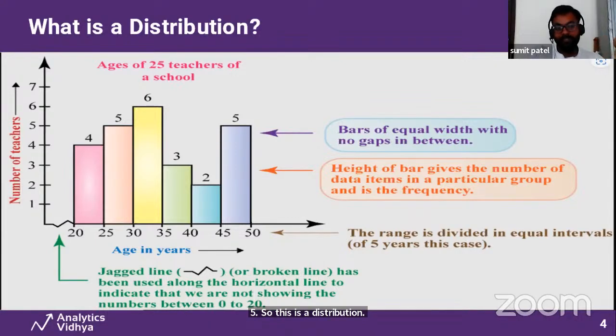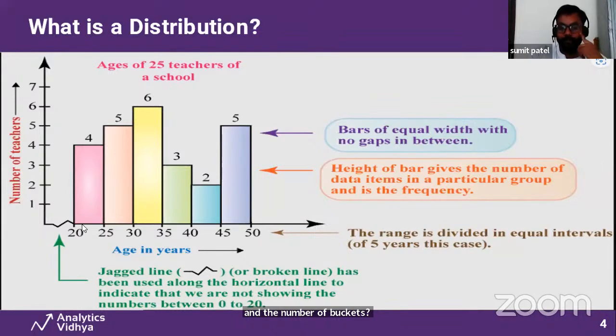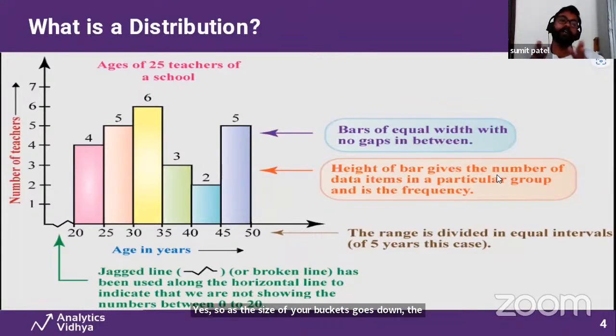So can you tell me what is the relation between the bucket size and the number of buckets? In this case, the bucket size is 5 and the number of buckets are 1, 2, 3, 4, 5, 6. So what's the relationship between a bucket size and the number of buckets? Now, in this case, if the bucket size was 10 instead of 5, how many buckets would we have? Yes. So as the size of your buckets goes down, the number of buckets that you have increases. Yes, they are inversely proportional, right, Ravi?